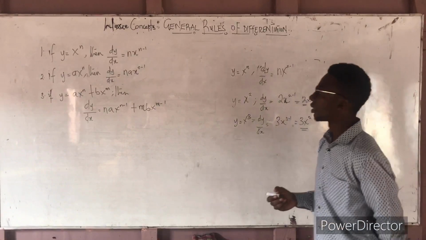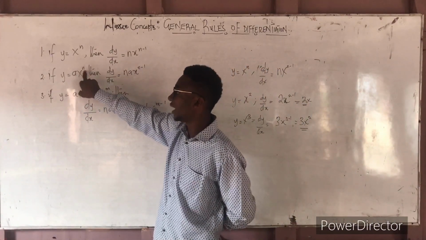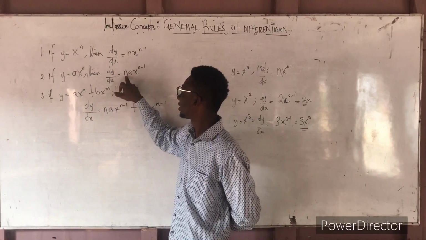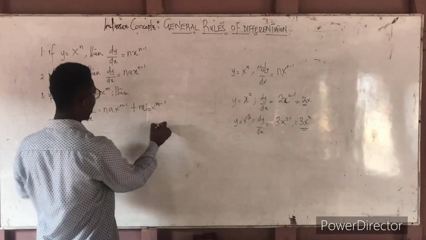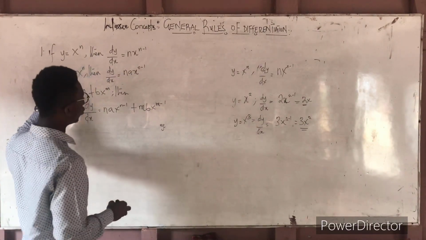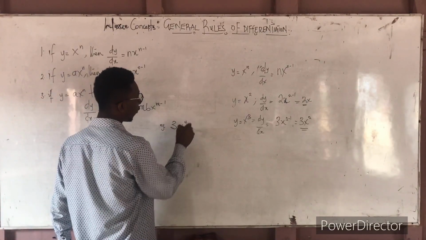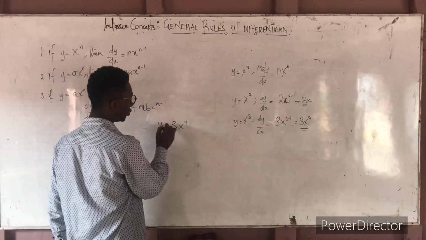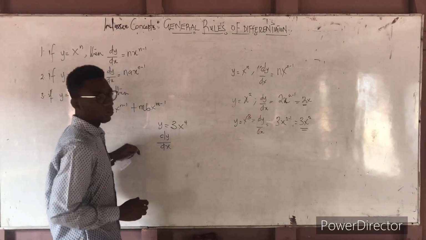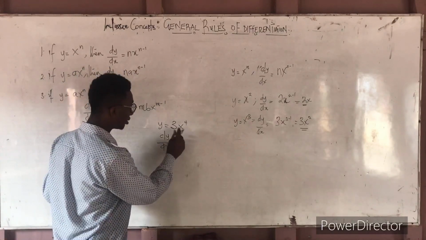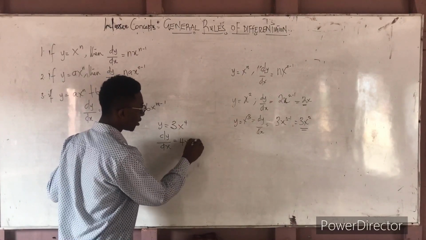Now the second rule says that if you have y equal to a x exponent n, then the derivative is n times a times x exponent n minus 1. For example, let's say y is equal to 3x exponent 4. You have to find the derivative of y with respect to x. It becomes 4 times 3 times x.